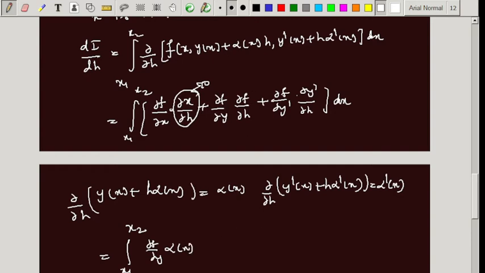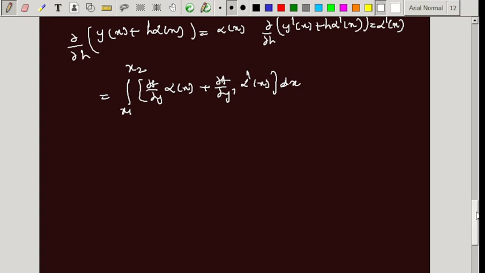Sorry, this one is y. Dou f by dou y into dou y by dou h plus dou f by dou y dash into dou y dash with respect to h, we can write it as alpha dash of x into dx. So here we must integrate this one.